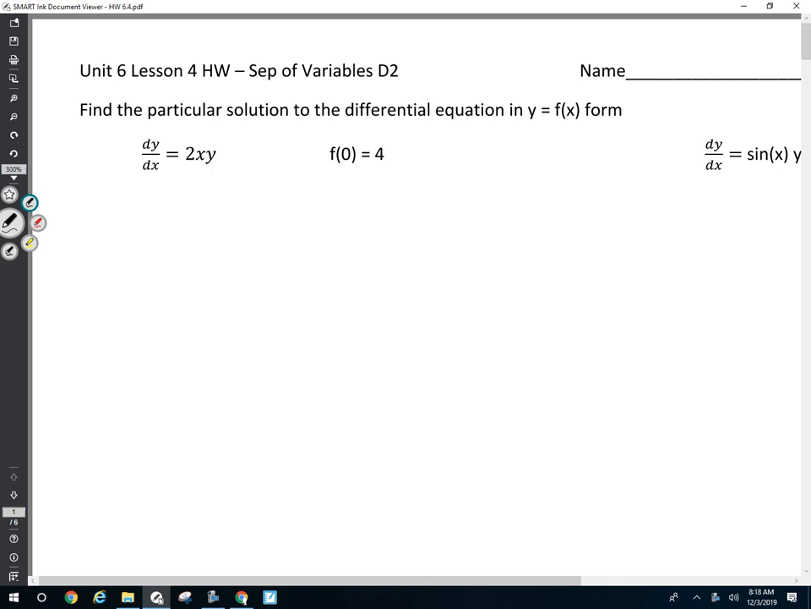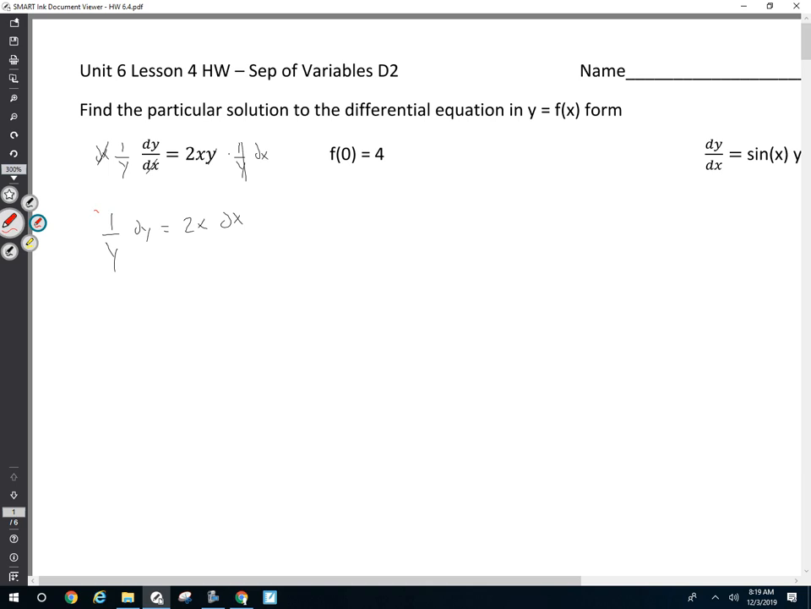Last homework of unit 6, solving differential equations using separation of variables. Only this time, we'll be using logs and e's frequently. So step 1 is going to be the same as last class. We're going to get our y's with dy and move our dx to be with our x's. So y's cancel here. I'll have 2x dx on the right side and 1 over y dy.